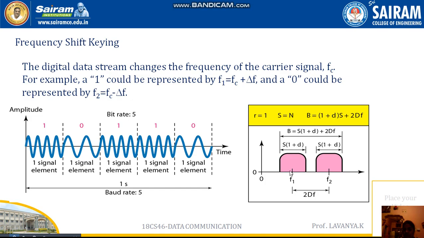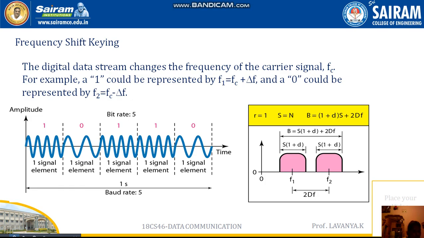For the given bandwidth, I mark the midpoint as f1, and the other bandwidth's midpoint I consider as f2. This separation between f1 and f2 we call 2 delta f. Let me repeat, f1 and f2 with separation 2 delta f. Before that, how does frequency shift key happen? In frequency shift key, the frequency of the carrier signal is varied to represent the data.